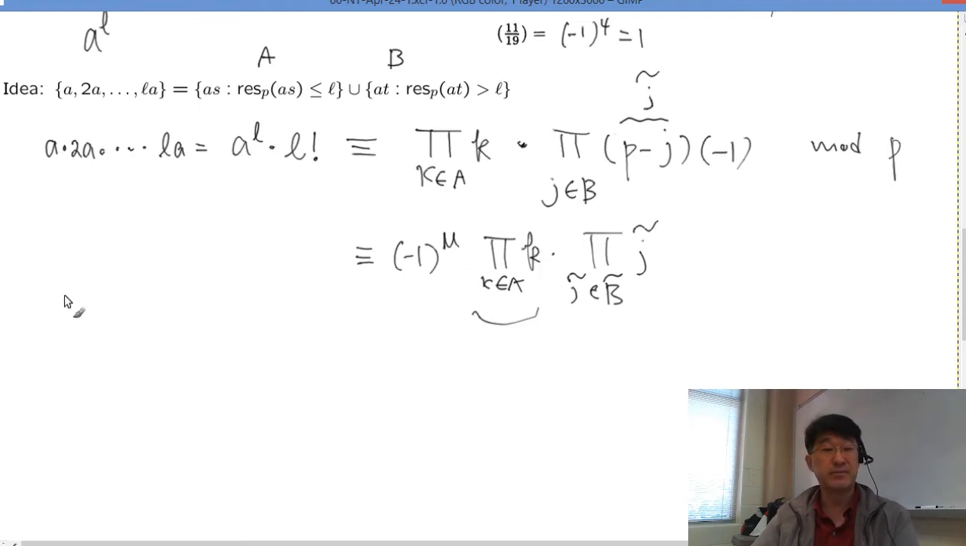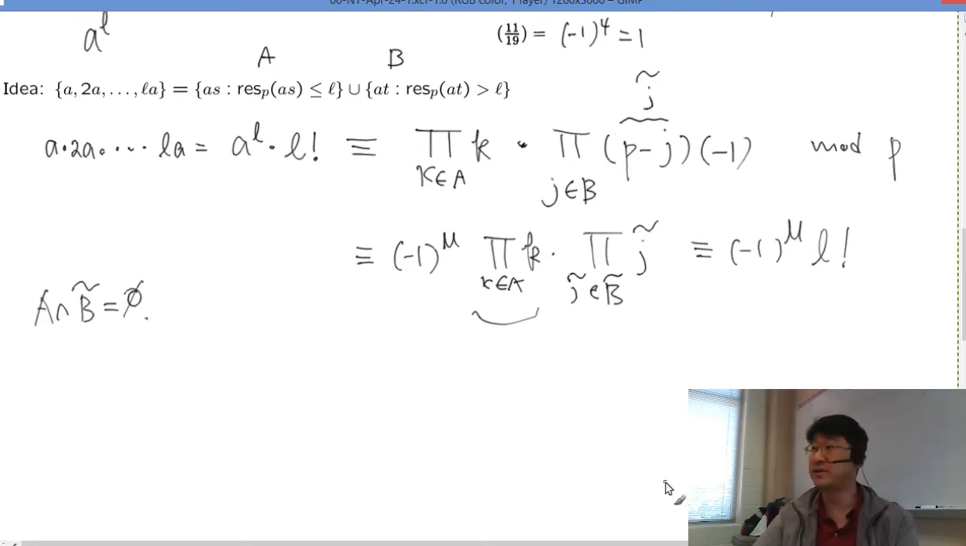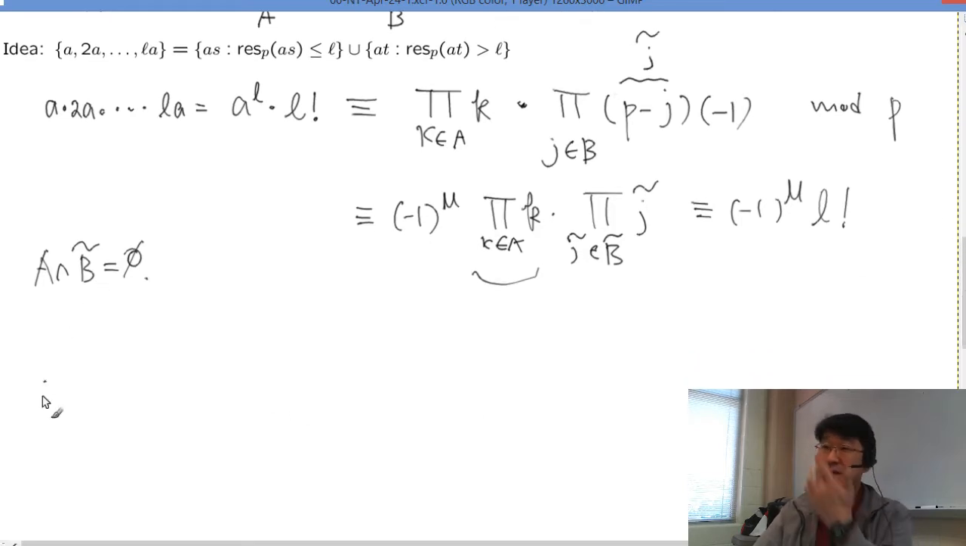Right? If A and B tilde intersect is empty, then this will be a different order of multiplication and L factorial. Everything is there. And these two cancel. That make sense? Right. Why is the intersection of A and B tilde empty?